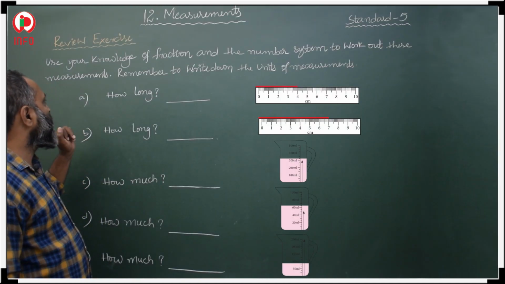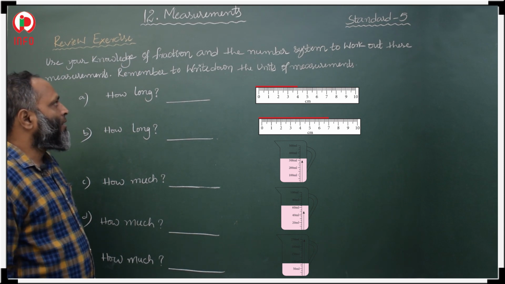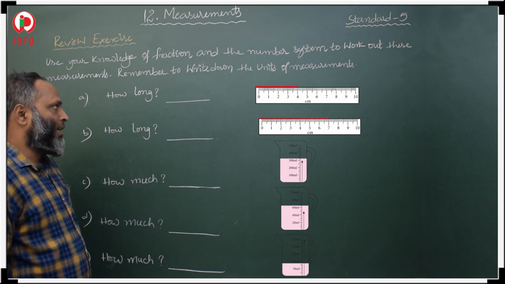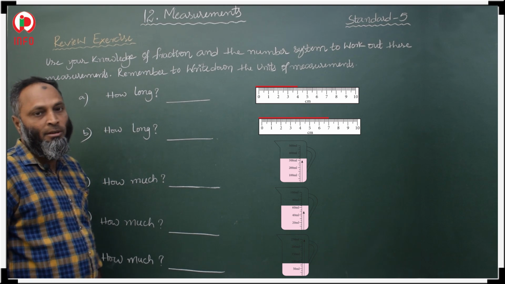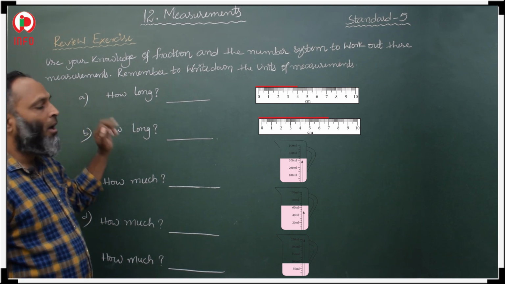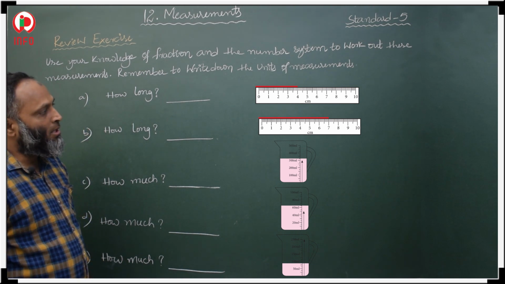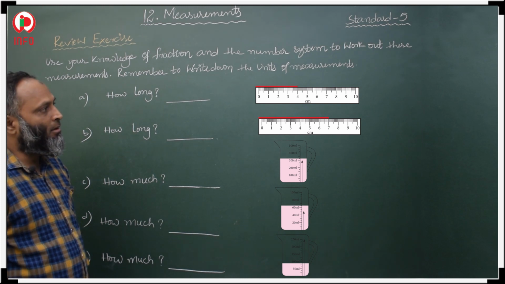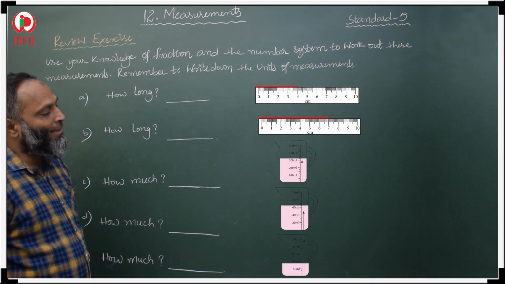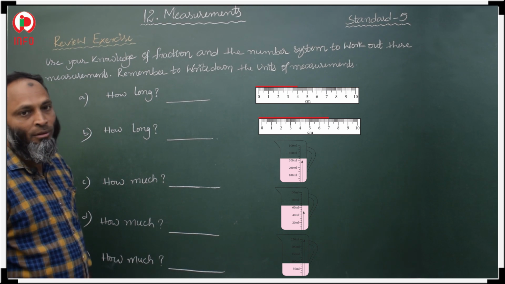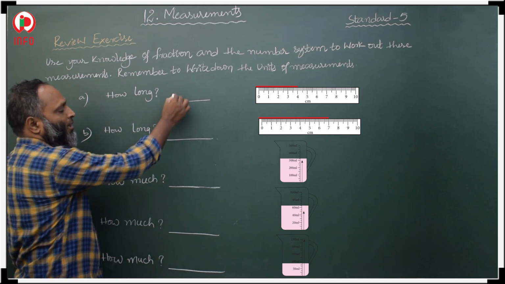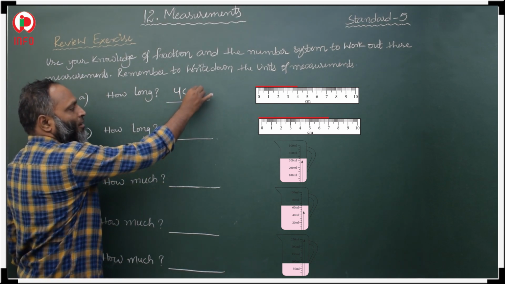Students, see here in the review exercise what is given. Use your knowledge of fractions and the number system to work out these measurements, and remember to write down the units of measurement. The first question, in the first picture, asks how long. A centimeter scale is given, and on it one red line is marked from 0 to 4. It means the length of that line is 4 centimeters.